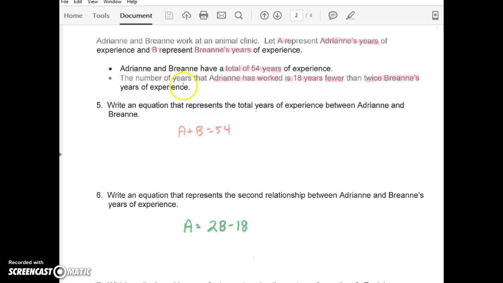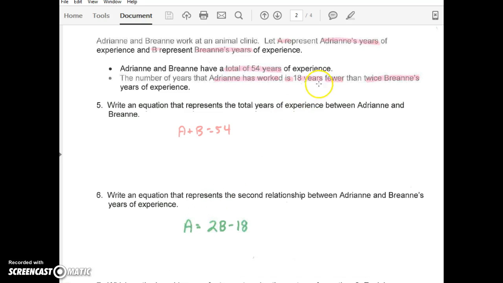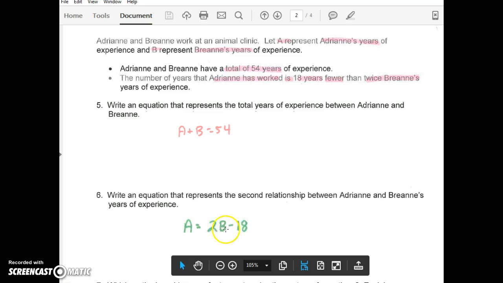The challenging one, though, is question 6. It says write an equation that represents the second relationship between their years of experience. So here, we're going to read it and pick out the key information as we go along. So the number of years that Adrian has worked, that's A, is, and then this is an equal sign, 18 fewer. So we're taking 18 away from something, and we're taking it away from twice Brienne's experience. So taking 18 away from 2B: 2B minus 18.